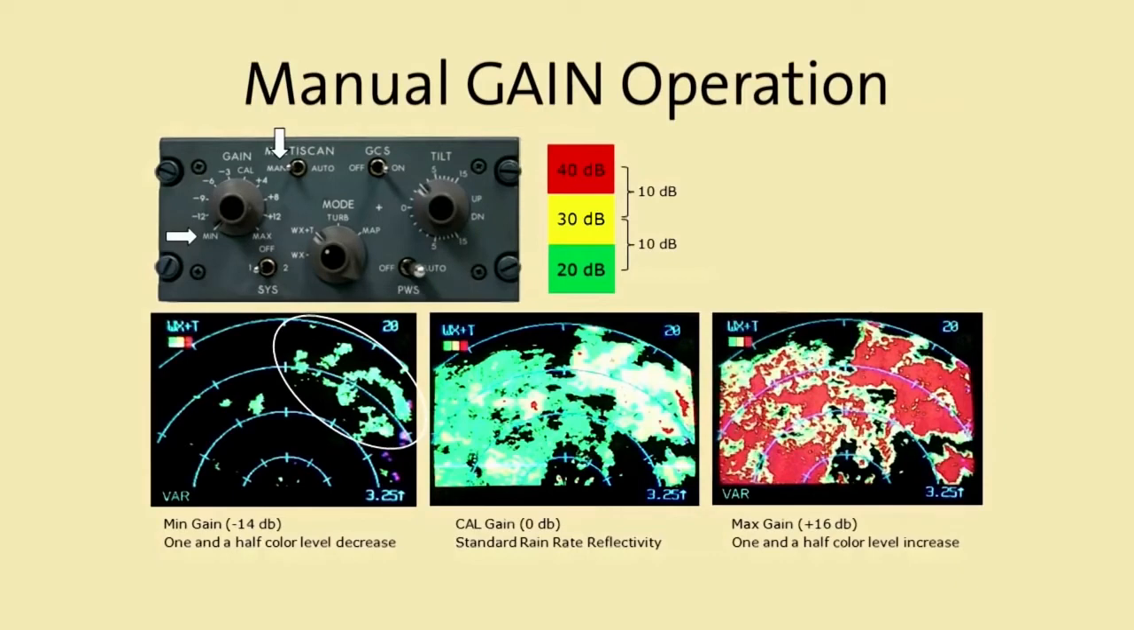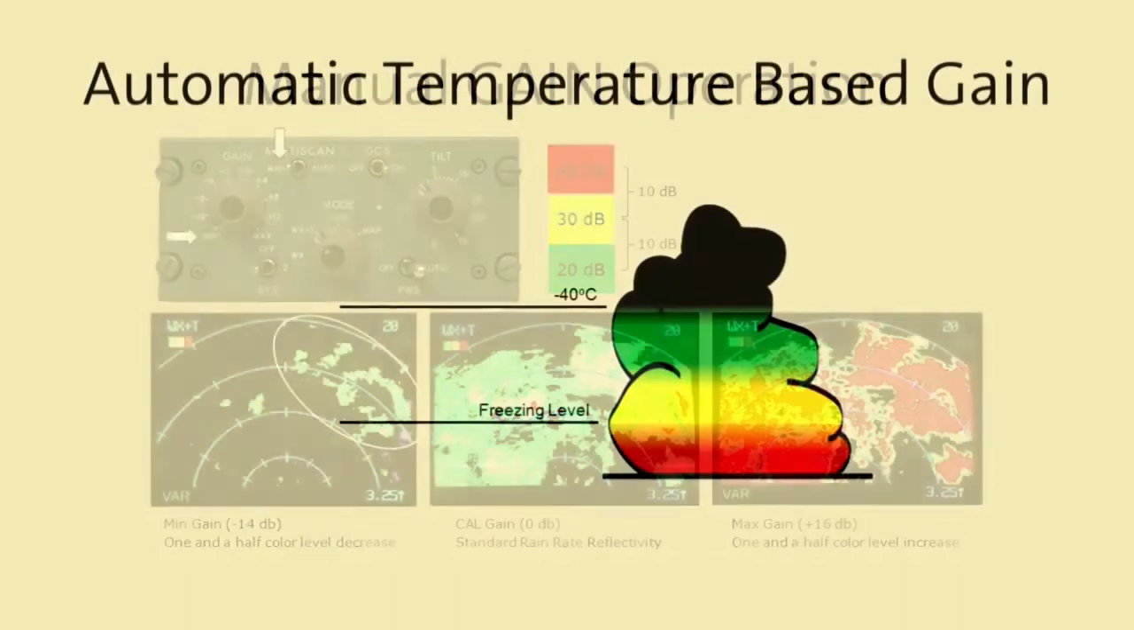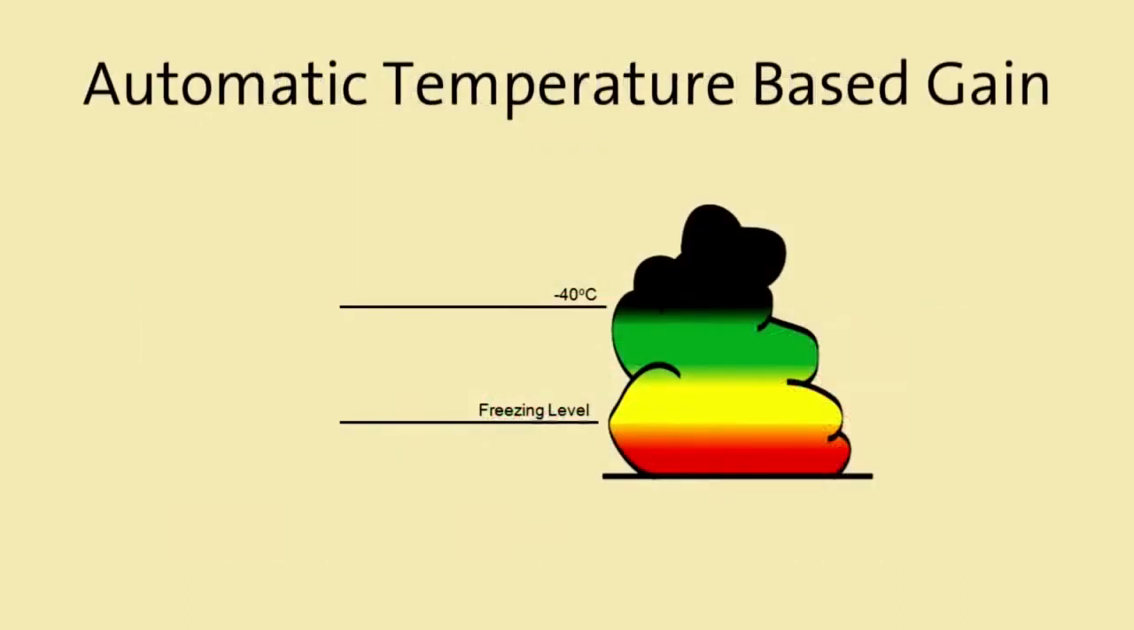Min-gain should be used for momentary weather evaluation only, and then the gain should be returned to the cal gain position in order to avoid underrepresenting the thunderstorm threat. Man gain is displayed above the tilt code when the radar is in any position other than cal. Now let's explore gain in auto mode.